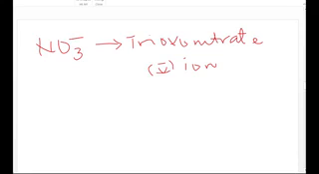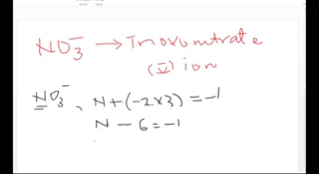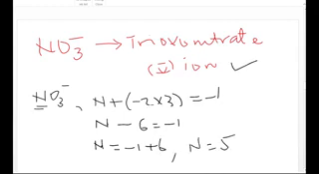Now, how do we get to know that it's a trioxonitrate 5 ion? Just follow the pattern like we did. So NO3 negative, we are actually looking for the oxidation number of nitrogen. So that will be nitrogen plus minus 2 times 3, everything equals minus 1. So that will be N minus 6, everything equals minus 1. So N equals minus 1 plus 6. So N equals what? 5. So that's why we have this as trioxonitrate 5.